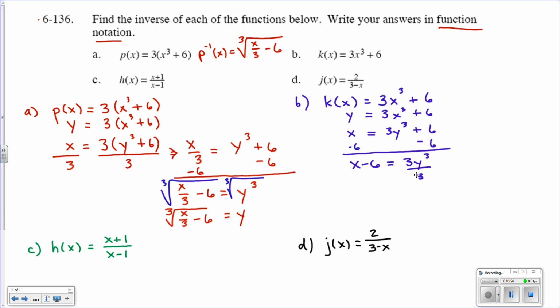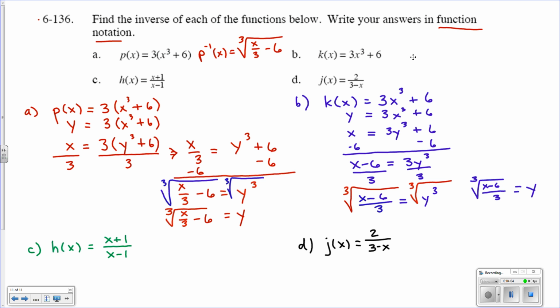And we're just going to undo each step like you normally do. So x minus 6 over 3 is equal to y cubed. Again, to get the y by itself, you're going to have to do the inverse, so take the cube root. And what we're going to end up with there is the cube root of x minus 6 all over 3 equals our y.